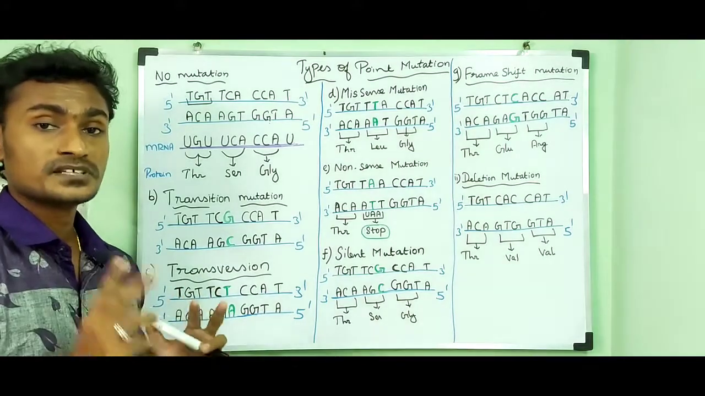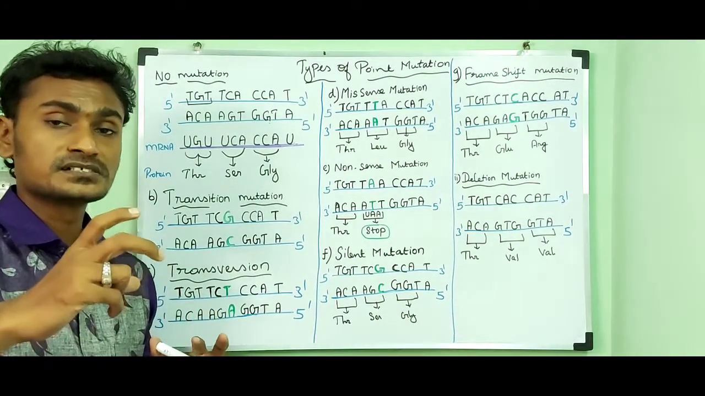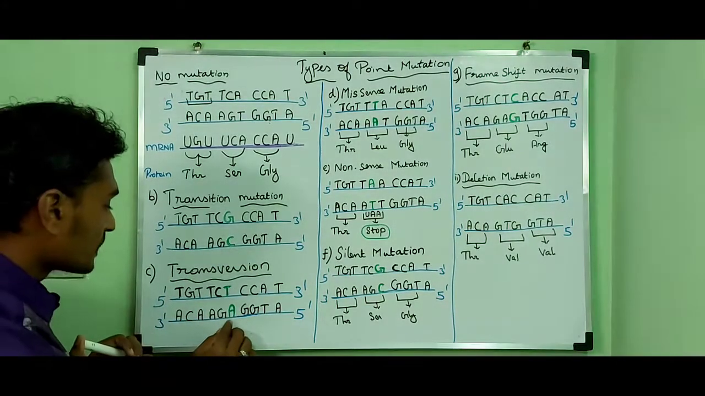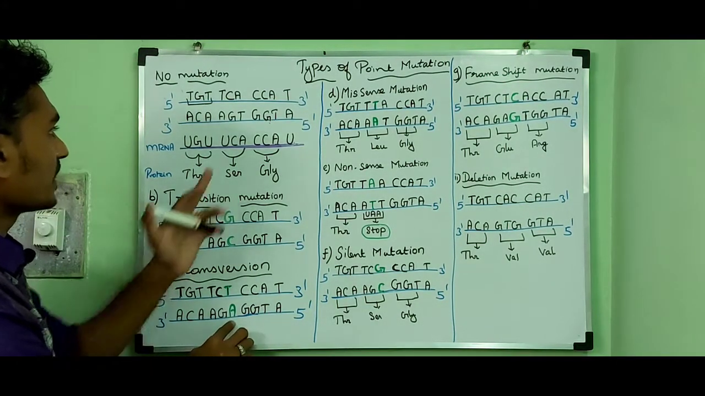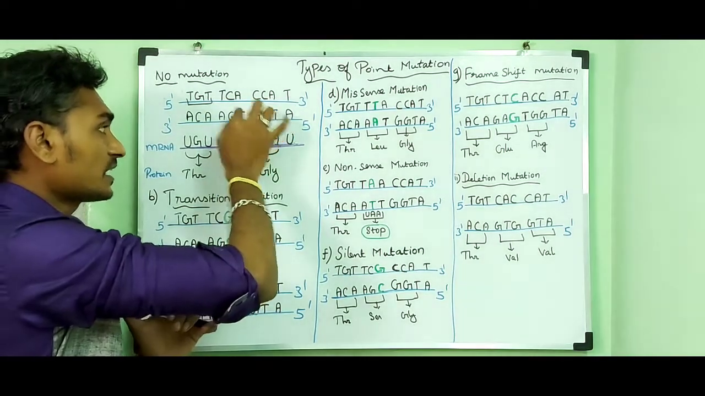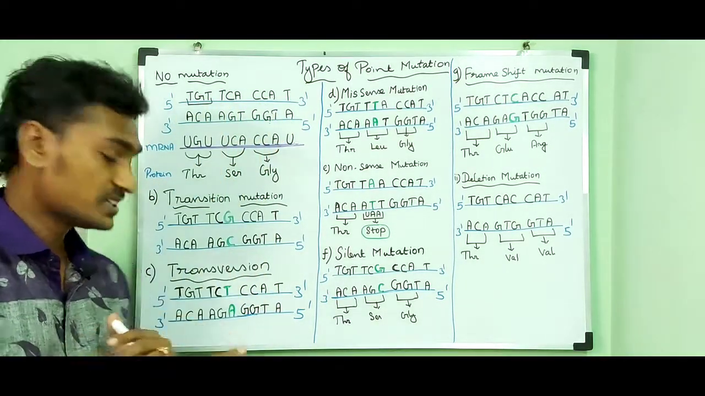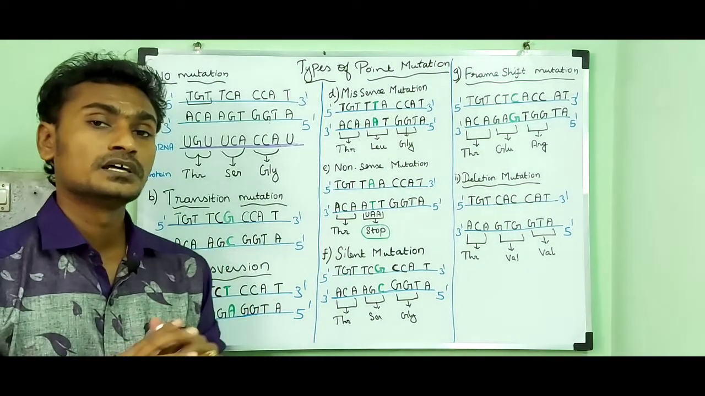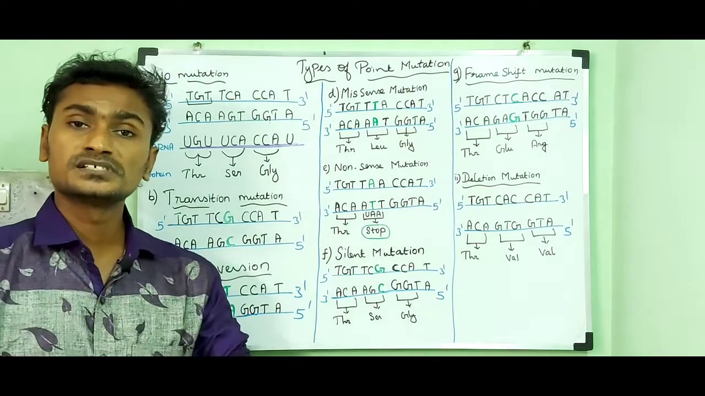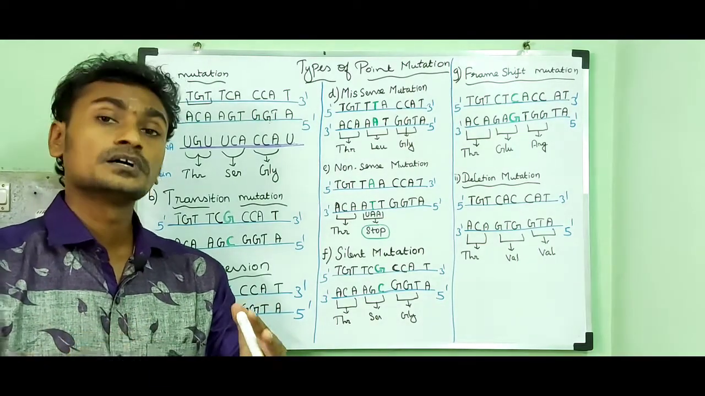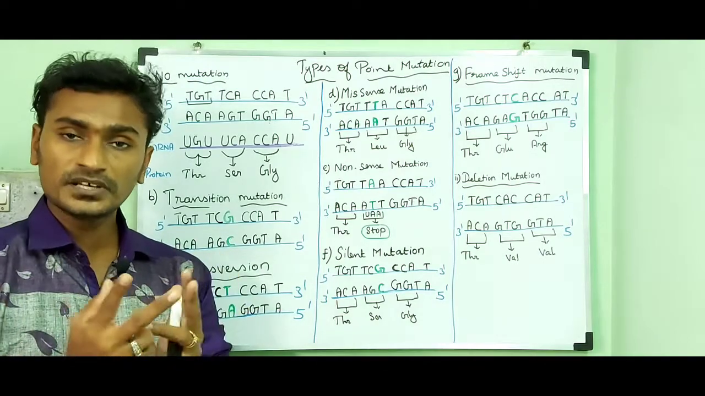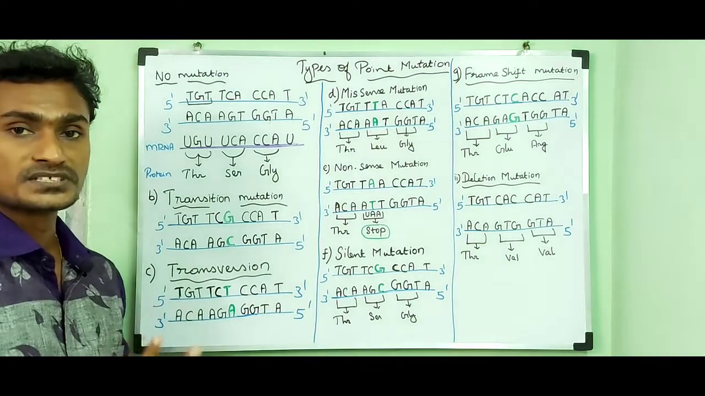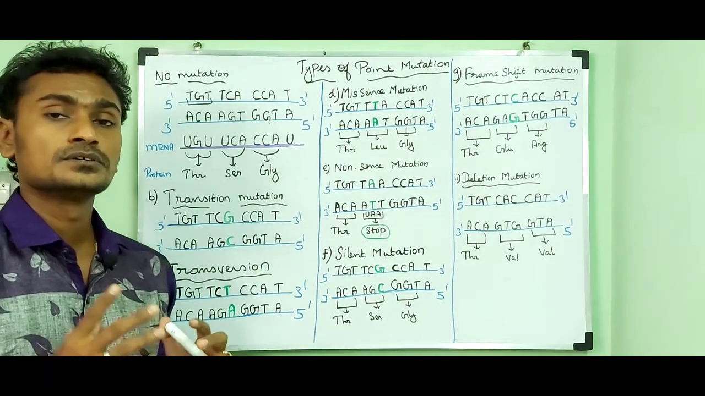T is a pyrimidine base. So a purine nitrogenous base is replaced by a pyrimidine nitrogenous base. Here you can find A. So the capital T is a pyrimidine base, and it is replaced by a purine base. So transversion mutation means a purine nitrogenous base is replaced by a pyrimidine base, or a pyrimidine nitrogenous base is replaced by a purine base, and that process is called transversion mutation.